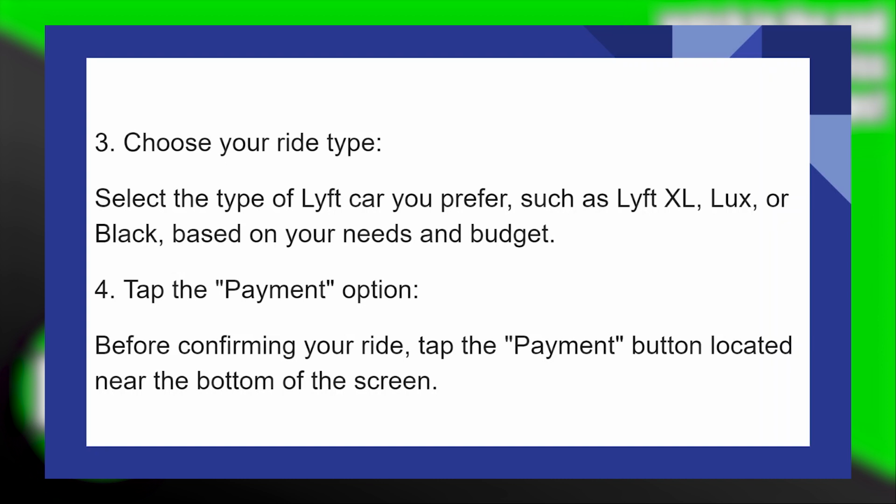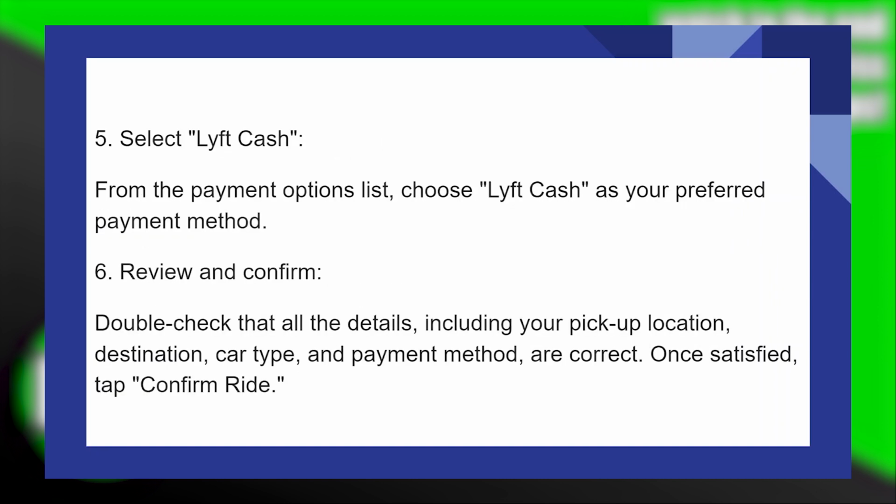Before confirming your ride, tap the payment button located near the bottom of the screen. So select Lyft Cash from the payment options list. Choose Lyft Cash as your preferred payment method. Then double-check that all the details, including your pickup location, destination, car type, and payment method are correct. Once satisfied, tap Confirm Ride.